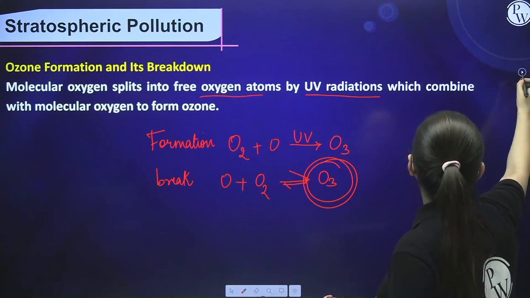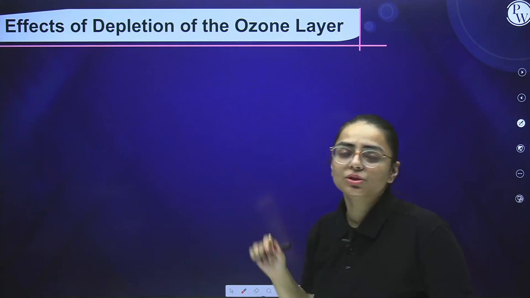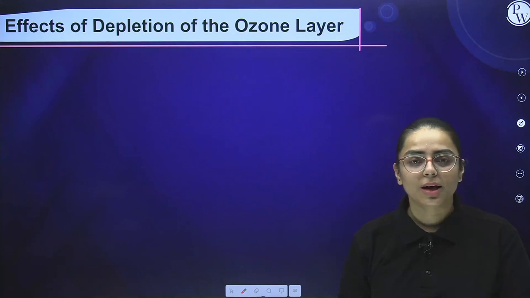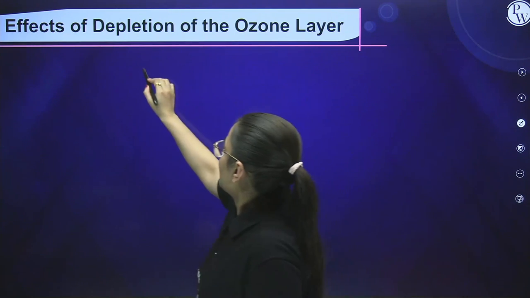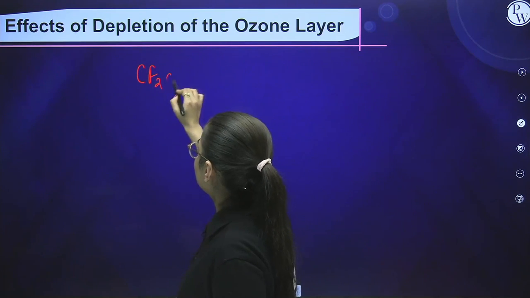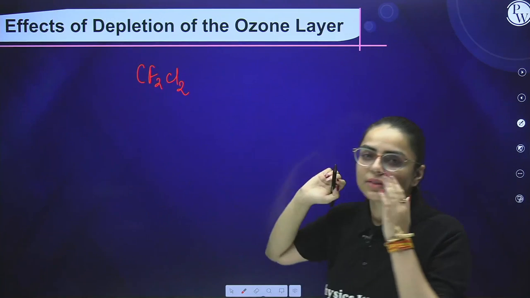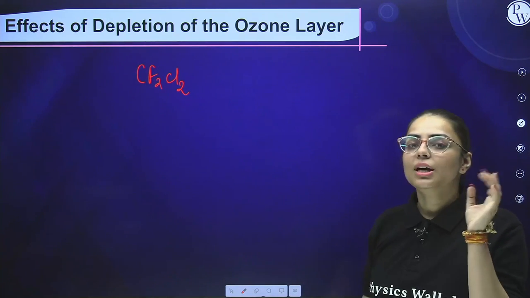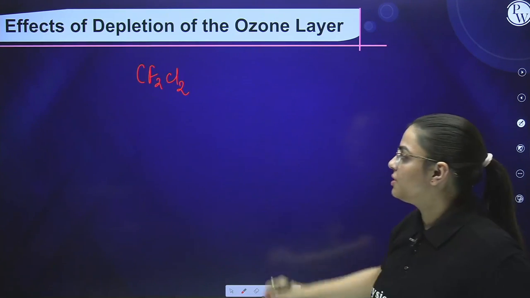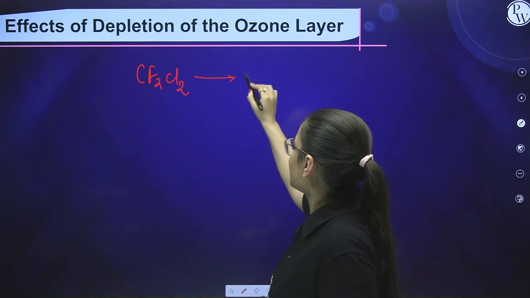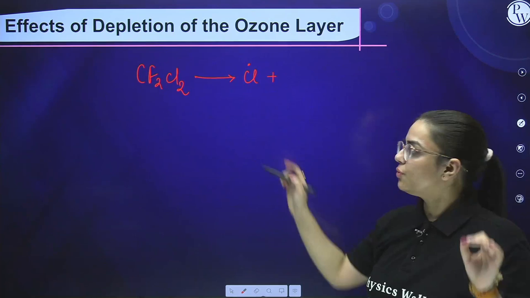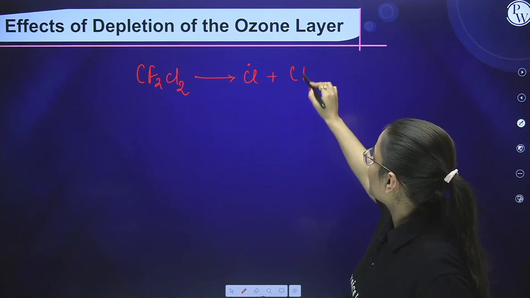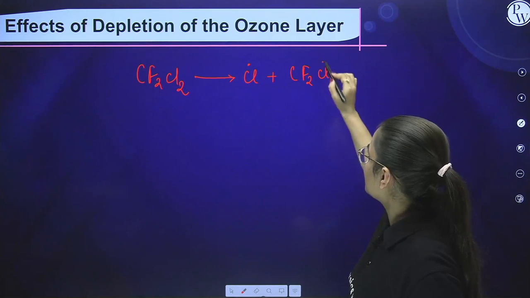Now students, if I talk about the effects of depletion of the ozone layer, what happens over here? If I talk about chlorofluorocarbon, CF2Cl2, what happens in CF2Cl2? I have already told you that free radicals will be produced. So what is the very first free radical which is produced over here? Cl radical is produced, and other than this, if one Cl is taken out, it will be left with CF2Cl radical, right?